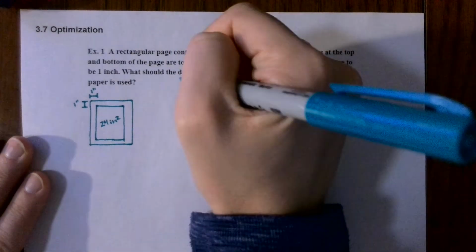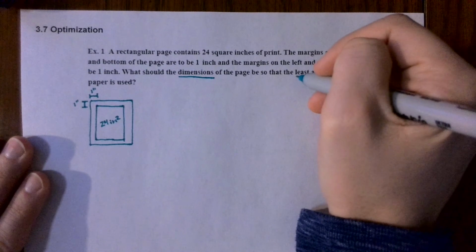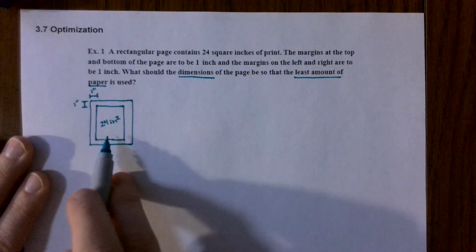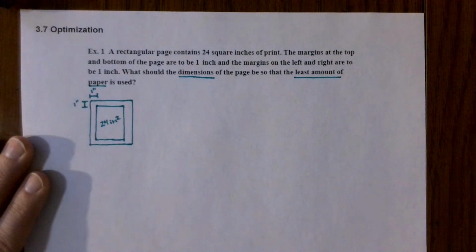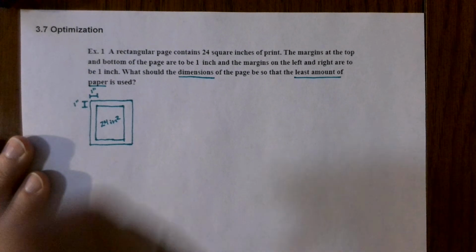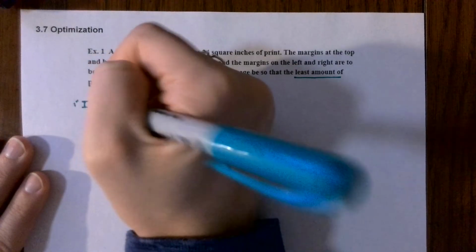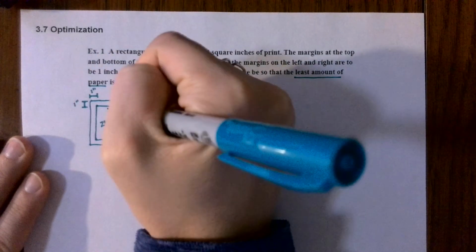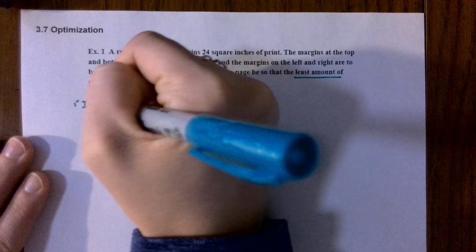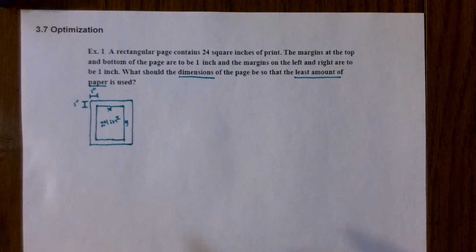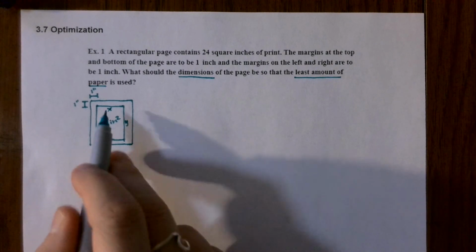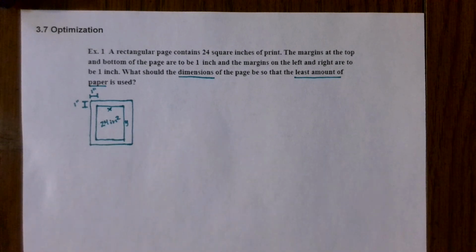We are looking for the dimensions that are going to produce the least amount of paper being used. So they're saying if we want 24 square inches of print, what should the overall dimensions of this piece of paper be? That way we are using the least amount of paper. So let's go ahead and get some variables in here. We don't know what our x and our y will be as far as the dimensions of this inner part, my x by y. And I'm looking for the overall dimensions to be the smallest, but that also means that x and y are the smallest for what they're talking about.